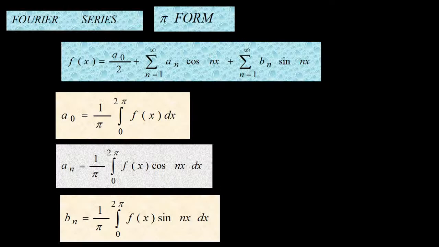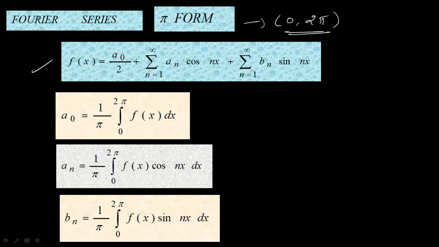Now let me have a short look over the general form of the Fourier series, along with the formulas we are going to use to calculate the Fourier coefficients a0, an and bn. So this is the general form. In pi form we have discussed now. The given function is in the interval 0 to 2 pi alone.